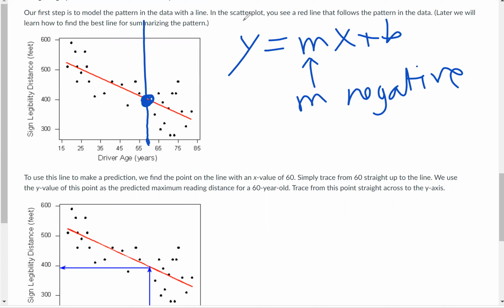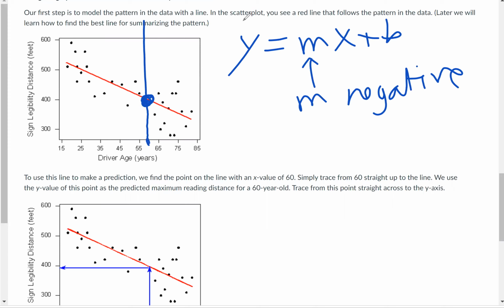So to use this line to make a prediction, we find the point on the line with an x value of 60. We simply trace from 60 straight up to the line. We use the y value of this point as the predicted maximum reading distance for a 60-year-old. We trace from this point straight across to the y-axis and try to see about what point on the y-axis it is. It looks a little less than 400, like we said. Just under 400 feet.